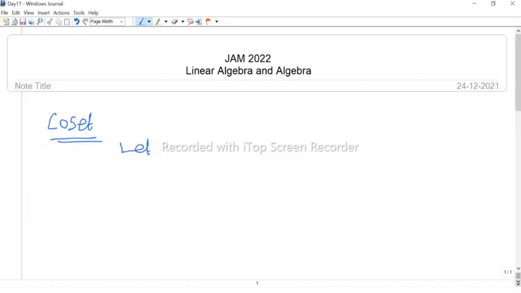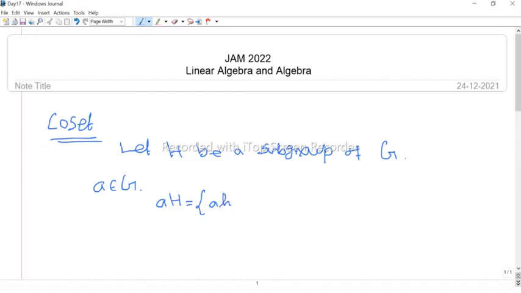Let H be a subgroup of a group G. Whenever I use G, G means group with some operation. Now, if we take some element A in G, then the set AH, that means you have to multiply A to each element of H. That is, the elements of AH are of the form A times small h, such that h varies in capital H. So this is called a left coset.